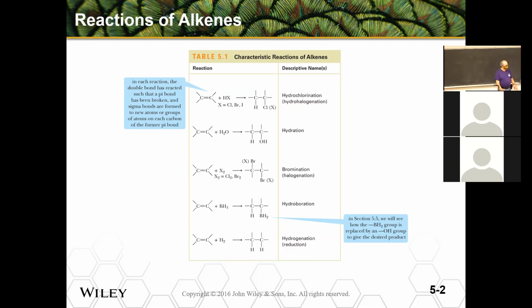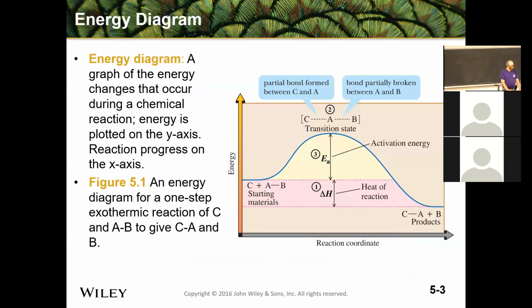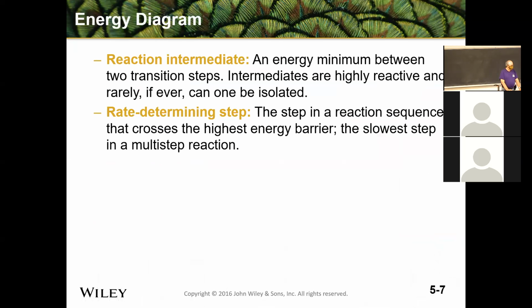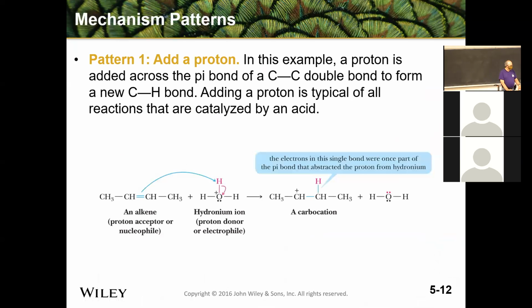Okay, so once again, these are some of the major reactions of alkenes. We've gone over the first three of these. We're going to cover the last two today, as well as some reactions of alkynes. I'm going to skip through this.